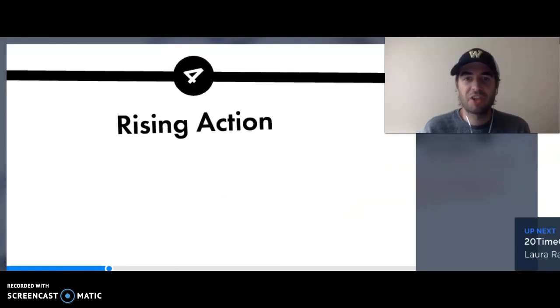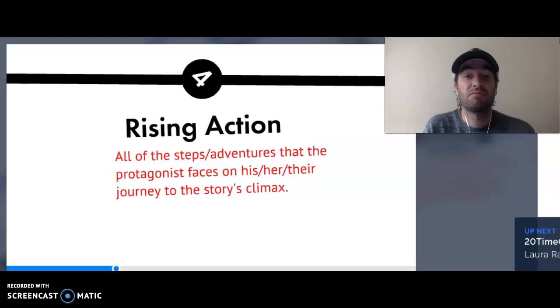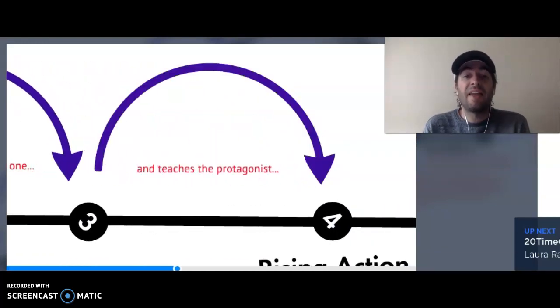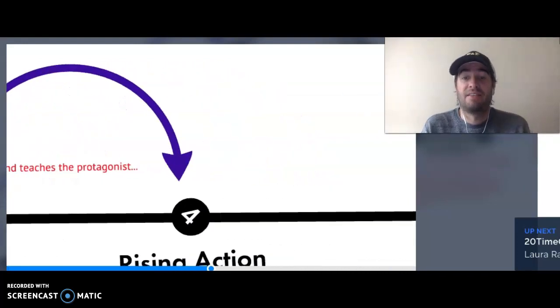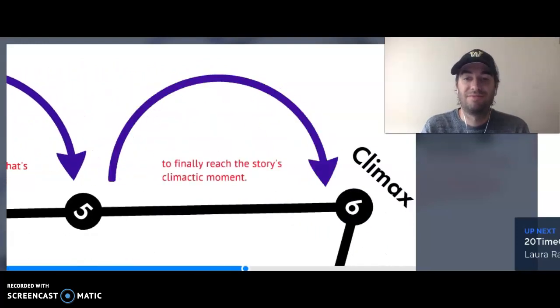Everything following the introduction of the conflict that leads to the climax is called rising action. So all of the steps and adventures that the protagonist faces on his or her journey that leads to the story's climax is rising action. So let's go back. Each step of the rising action is going to lead to the next one. And each step is going to teach the protagonist something important that they need to know to finally reach the story's climactic moment. So basically, all of the steps of the rising action are leading to the climax, leading to the story's big moment.